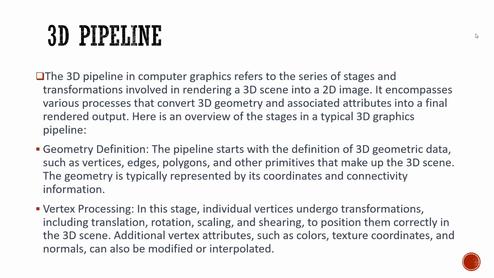Second one is vertex processing. In this stage, individual vertices undergo transformations including translation, rotation, scaling, and shearing to position them correctly in the 3D scene. Additional vertex attributes such as colors, texture coordinates, or normals can also be modified or interpolated.